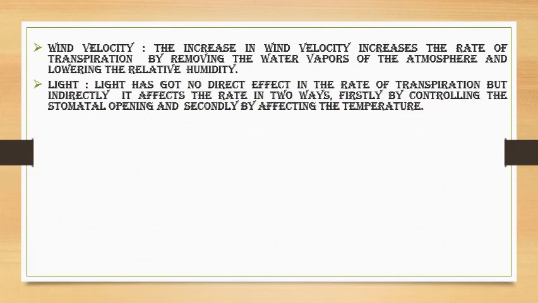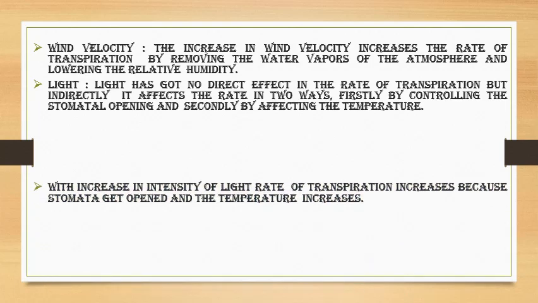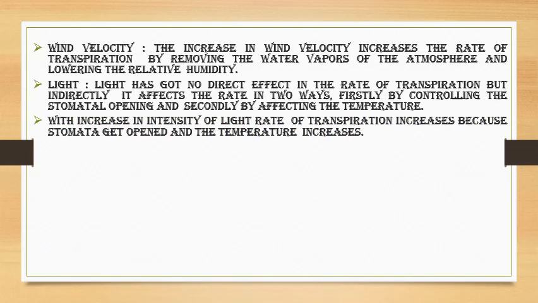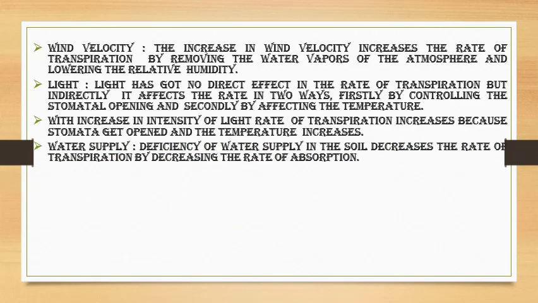Light. Light has got no direct effect on the rate of transpiration, but indirectly it affects the rate in two ways. Firstly, by controlling the stomatal opening, and secondly, by affecting the temperature. With increase in intensity of light, the rate of transpiration increases because stomata get opened and the temperature increases.